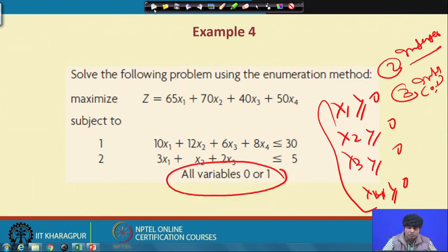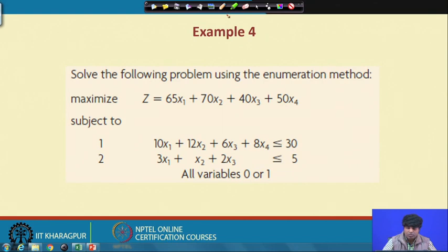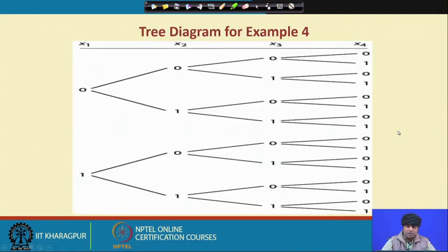Now corresponding to this we can go to the particular structure and then look for the solution, and here the typical structure will be like this. So, let us start with the tree diagram, and here we have 4 variables.